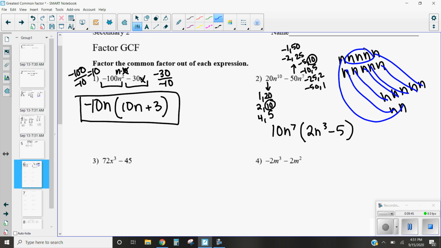So really, as we're factoring out this greatest common factor, what we're looking for is what is the most things that these two things have in common that I can factor out. And once I pull it out, I want to write down what's left over once I pull out those factors.